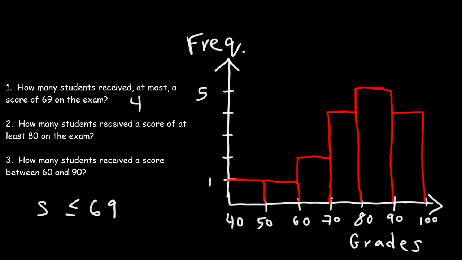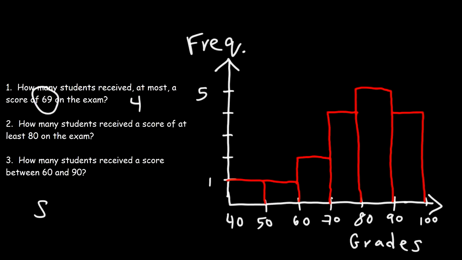Now what about number 2? How many students received a score of at least 80 on the exam? What would you say? So what does that mean, at least 80? Is that less than 80 or more than 80? In this case, 80 is the minimum. In the last example, 69 was the maximum. So it has to be 80 or more. S has to be equal to or greater than 80.